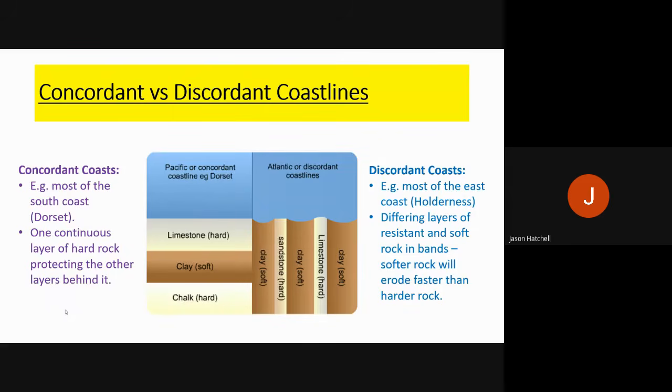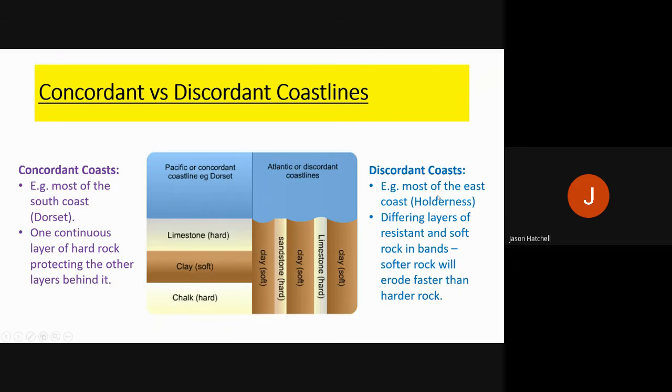I mentioned earlier concordant and discordant coastlines. Key thing to remember with a concordant coastline, and you can draw this so you can remember it, is that the rock runs along the coastline, not in bands, but as you can see here on the left-hand side, in one consistent band. So we've got limestone here, which is a hard type of rock, along the coastline here, and that runs directly along the coast for example, in Dorset in the southwest. One continuous layer of hard rock protecting the softer rock behind it.